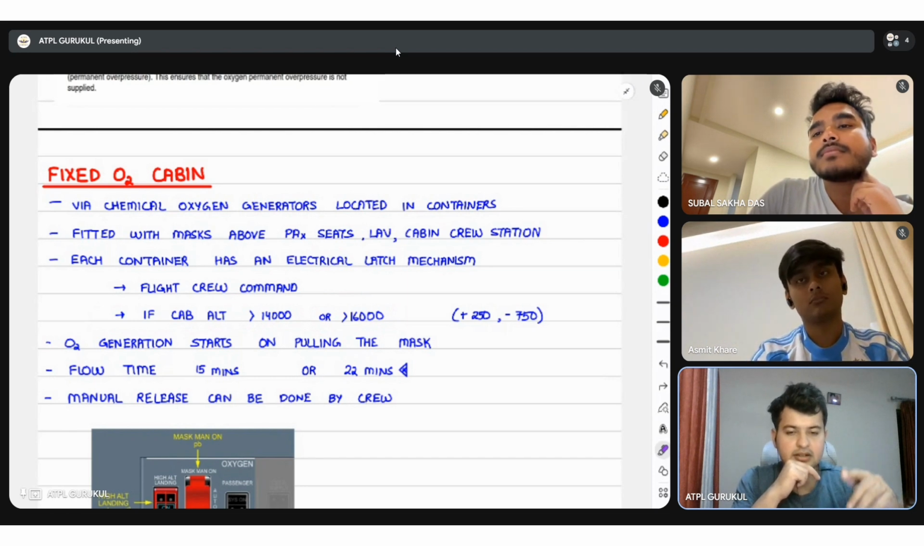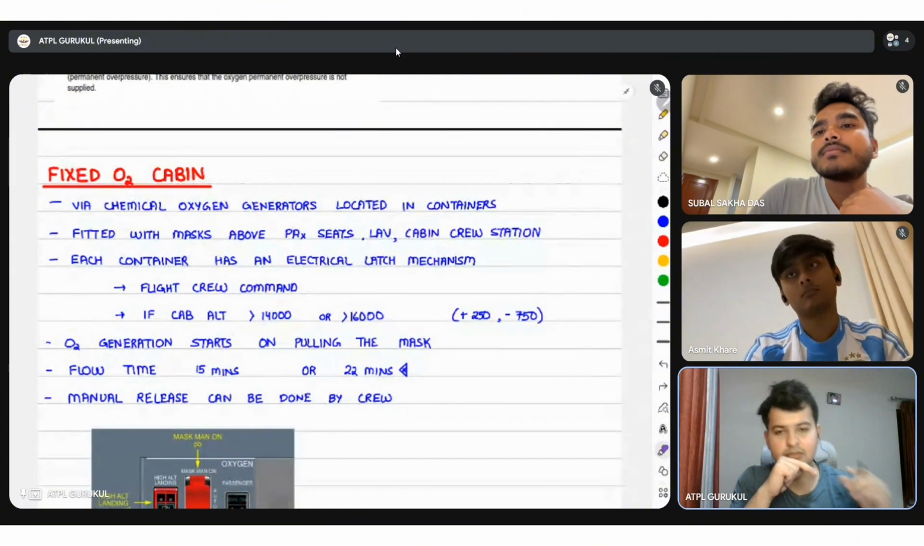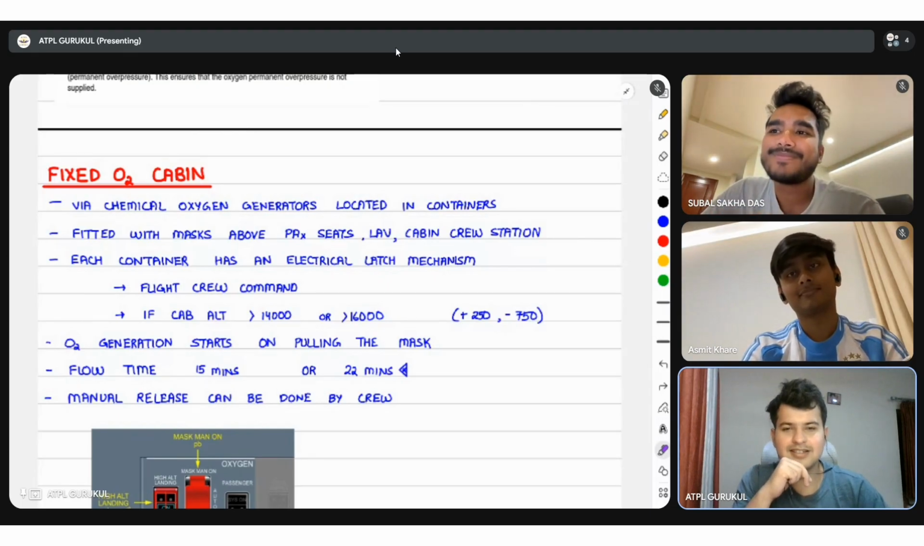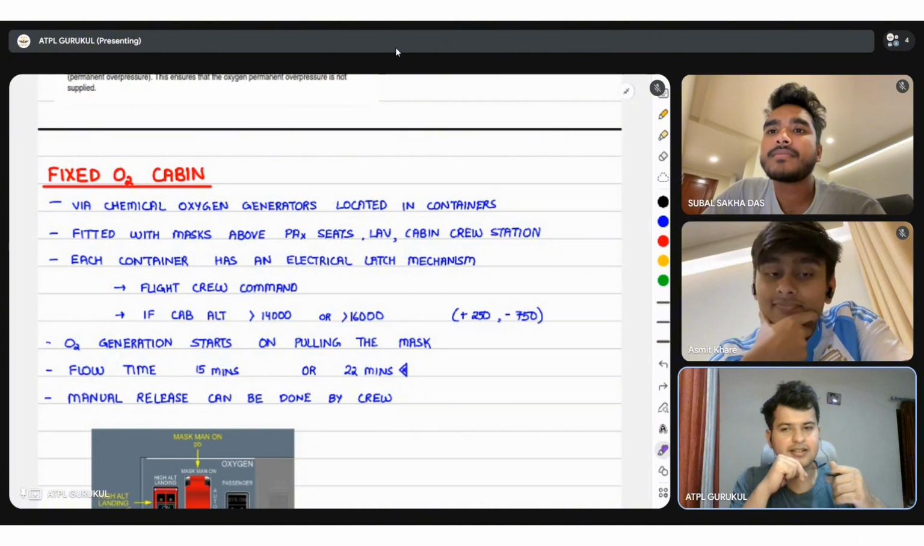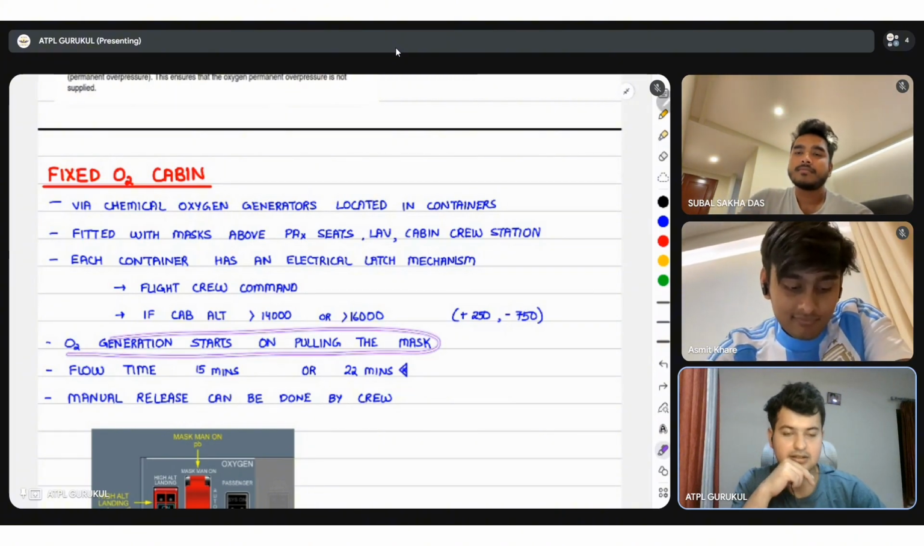We are going to study about that. What is its tolerance? +250 -750. Again, not required for the purpose of the exam. If they ask, at least you should understand the meaning. Okay. So the masks have come, fallen down, you pull. When will oxygen generation start? When you pull the mask.